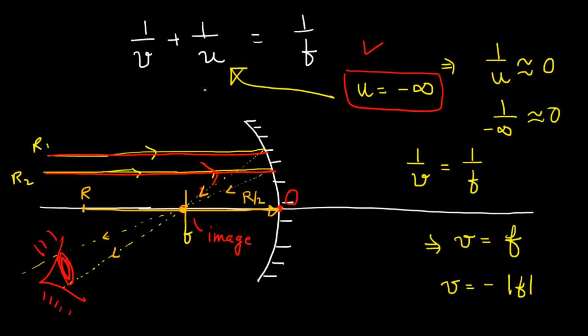Can we repeat the argument for a convex mirror? Right, so it's better for me to draw it all over again. So here again, I repeat the whole argument. There is a mirror, there is a convex mirror.